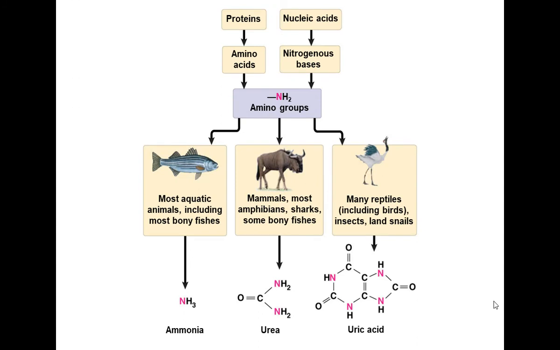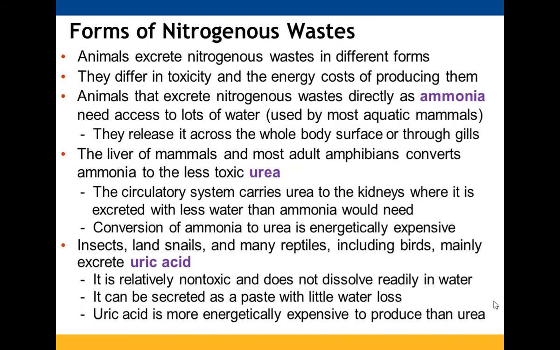Aquatic animals are going to leave it alone as ammonia. We see that mammals, some amphibians, sharks, and bony fishes produce urea. And then reptiles, birds, insects, and land snails make uric acid. So, why do we make different types? Again, toxicity and energy costs play a role.